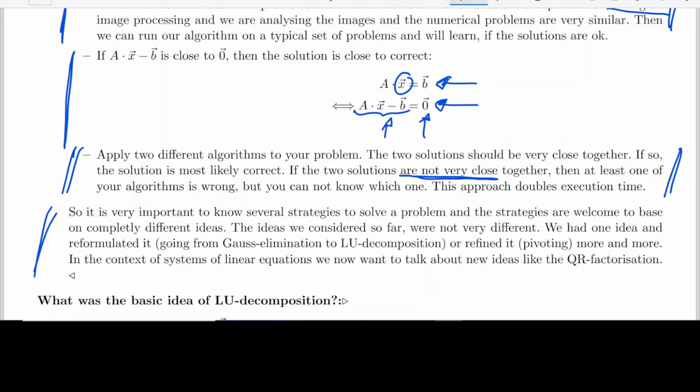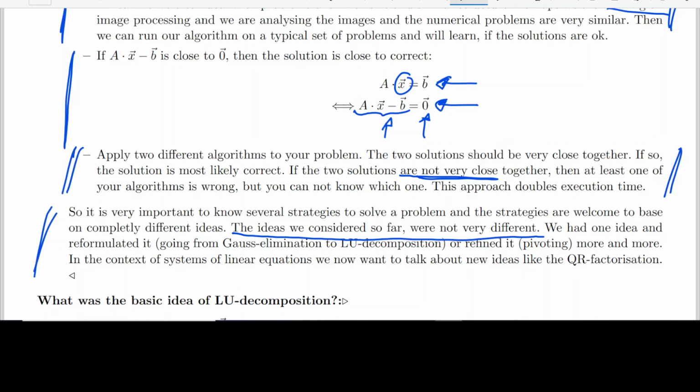It is important to know several strategies to solve a problem, and that's what we will do in the further context. We will talk about new concepts to find a solution of a system of linear equations. Okay, let's use completely different ideas. And what did we do so far? The ideas were not very different so far.